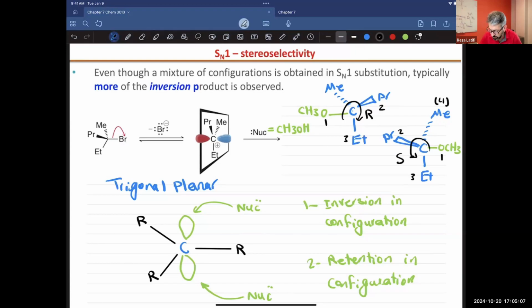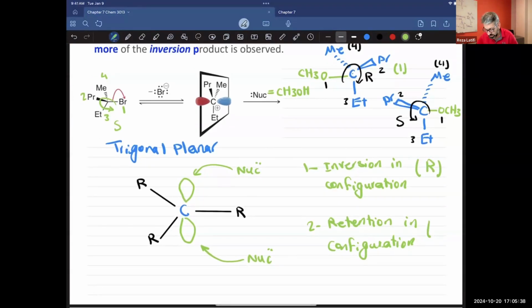Remember, methyl will be the fourth priority, and in both cases, methyl was at the back of the molecule. So what did I get? I got R and S. What was the configuration of the starting compound? The starting compound was 1, here 2, this one 3, and methyl will be the fourth one. That's counterclockwise, so it's going to be the S configuration. So the first one, we got inversion, and we got R. And the second one, we had retention, and we got S. So I got two products, and the difference between them is the configuration of the stereocenter.